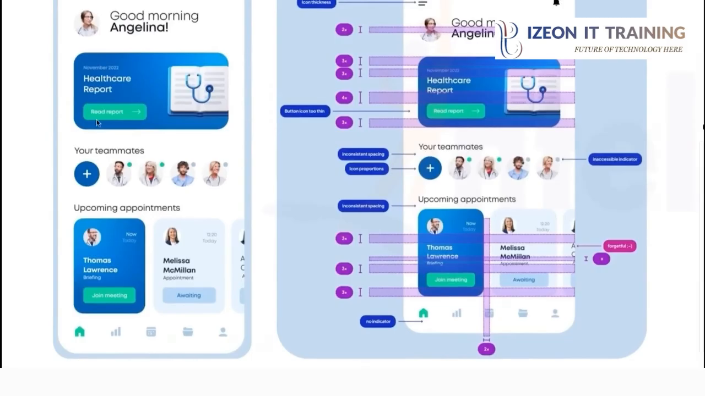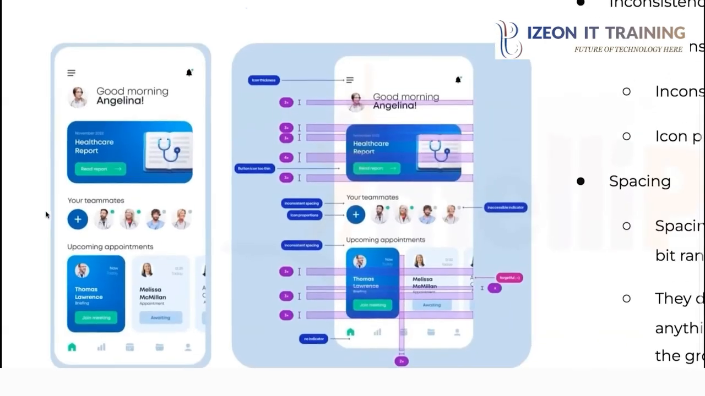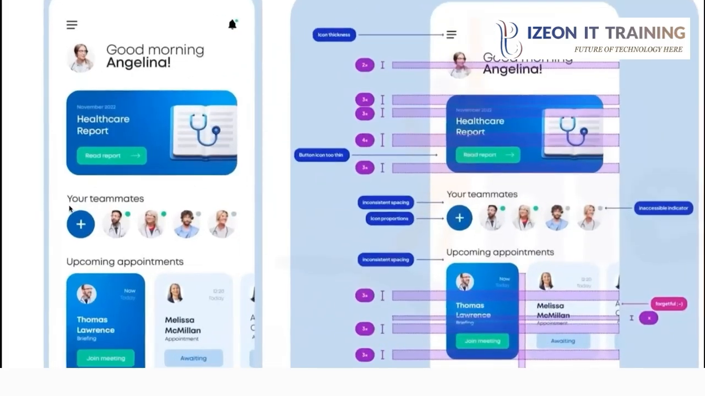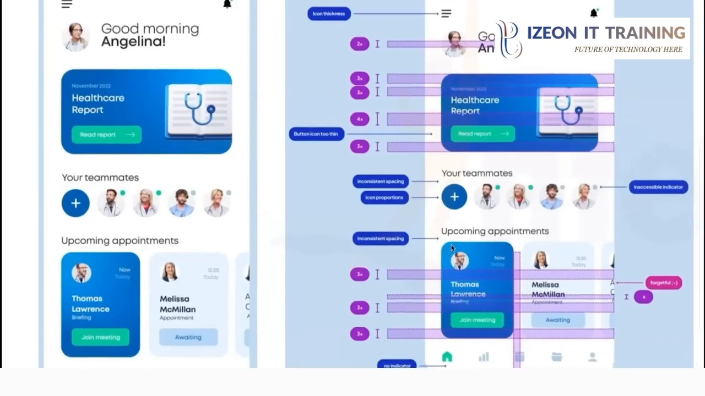This particular join meeting, then the read report. It's not like read report is in some different color, join meeting in some different color. It looks like this is the primary action that the users might want to take. Okay. Then the spacing overall is not consistent. Like if you see above your teammates and upcoming appointments above it, it's not consistent in a way, right? What are the other problems? Now the radius is matching. This looking good.